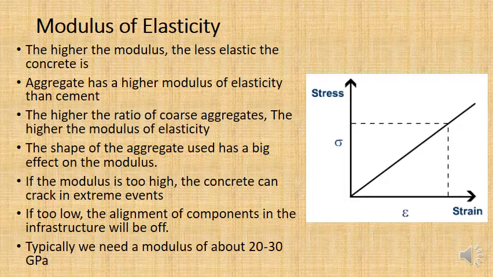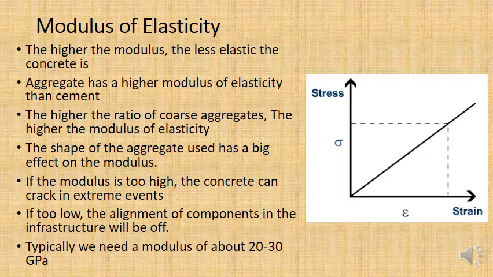And the higher the modulus of elasticity, that will mean that the concrete is stiff. Now, if it's a very low modulus of elasticity, the gradient of that line will be shallow. It will be a shallow incline. And it will mean that the concrete is not stiff. It has a lot more flex to it. It's more flexible.